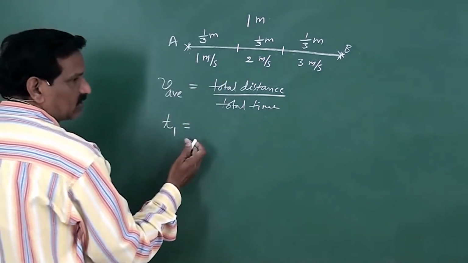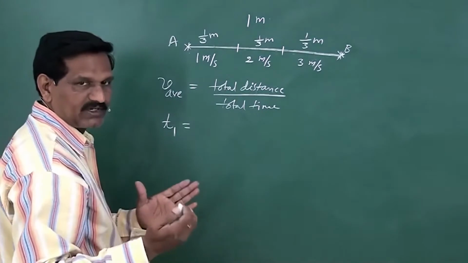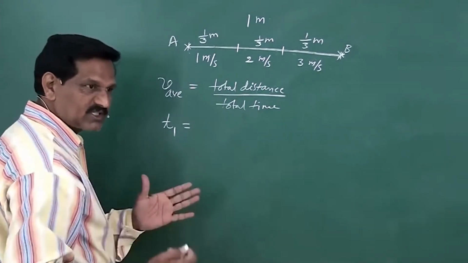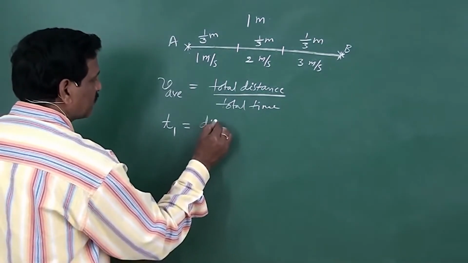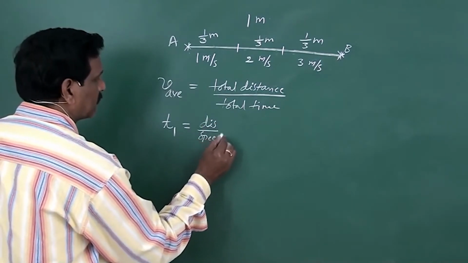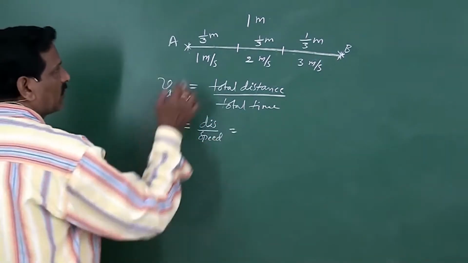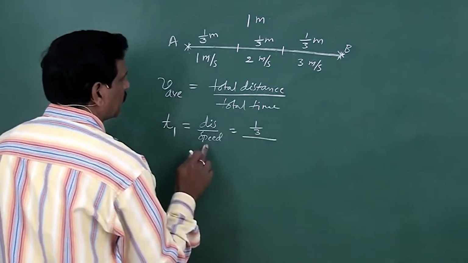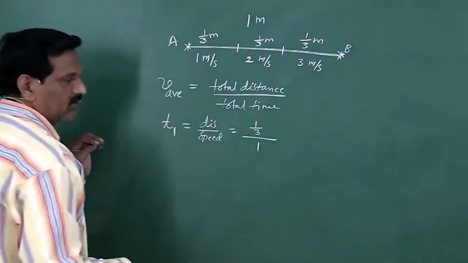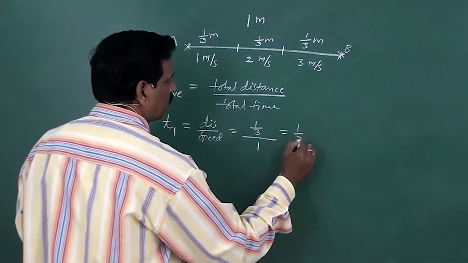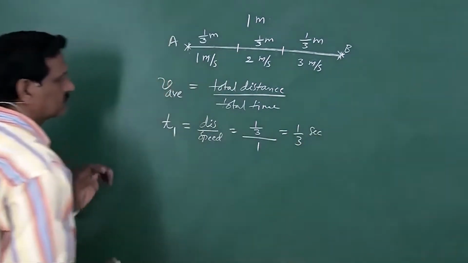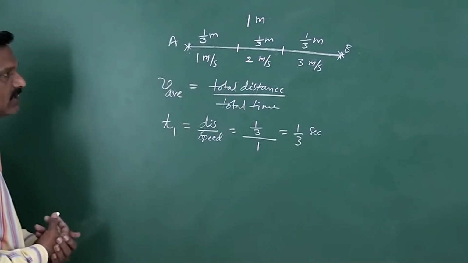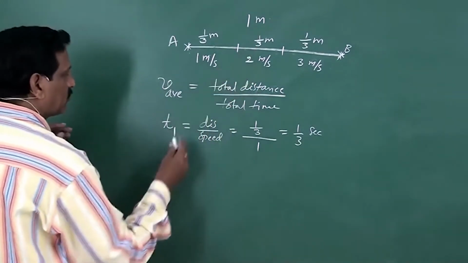So T1 equal to, speed is equal to distance by time. Therefore time is equal to distance by speed. Here distance is 1 by 3 meter. Speed is here 1. Therefore time taken is 1 by 3 second. This is T1. Similarly, you have T2.